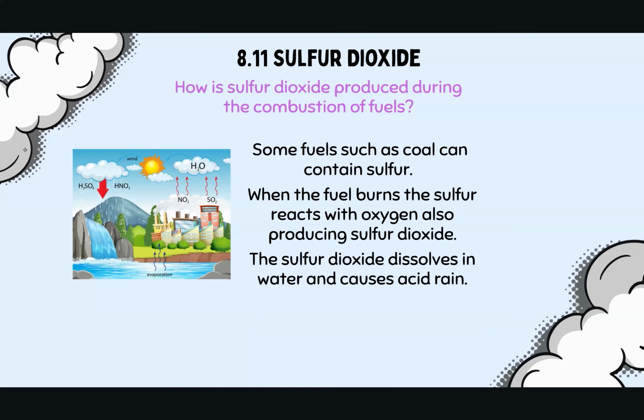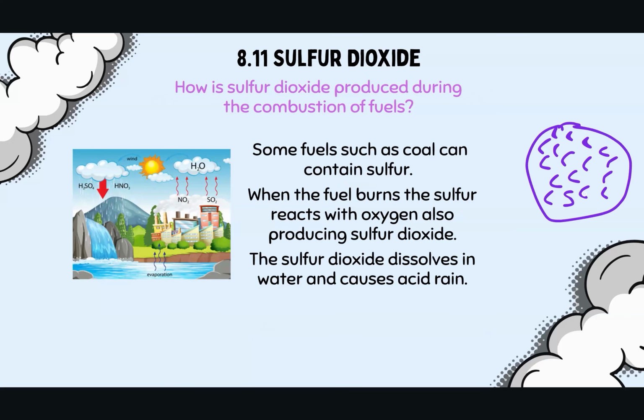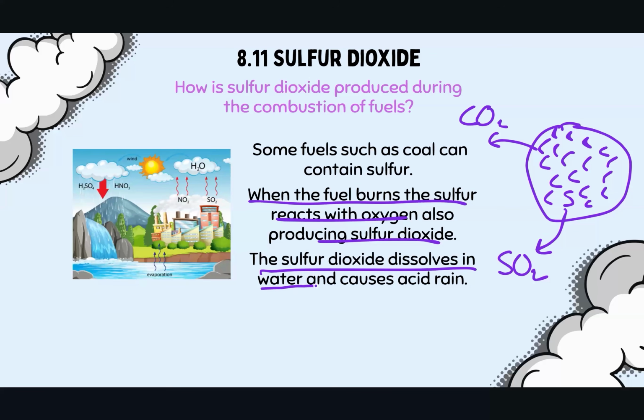Okay, sulfur dioxide. Now, every lump of coal predominantly is full of carbon. But within that carbon, there is a little bit of sulfur. Now, when that carbon burns, it turns into carbon dioxide, which has its own issues, global warming, etc. But when the sulfur burns, it turns into sulfur dioxide. So when the fuel burns, the sulfur reacts with oxygen to make sulfur dioxide. The sulfur dioxide dissolves in water and causes acid rain. So when you've got a cloud, that cloud is full of H2O molecules.